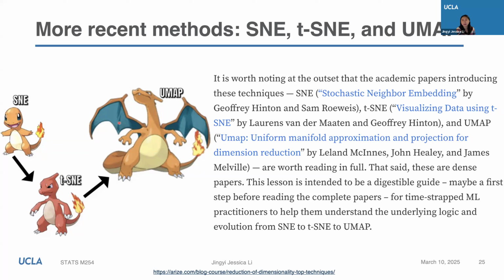It is worth noting at the onset the academic papers introducing these techniques: SNE, stochastic neighbor embedding, by Geoffrey Hinton and Sam Roweis; visualizing data using t-SNE by Laurens van der Maaten and Geoffrey Hinton; and UMAP by these people. Interestingly, the paper that proposed UMAP remains unpublished, still a preprint on arXiv. However, the package and its biological applications have been widely used. These are worth reading in full, but they are dense papers. This lesson, from this blog you can check out, is intended to be a digestible guide, maybe a first step before reading the complete papers, for time-strapped machine learning practitioners to understand the underlying logic and evolution from SNE to t-SNE to UMAP.